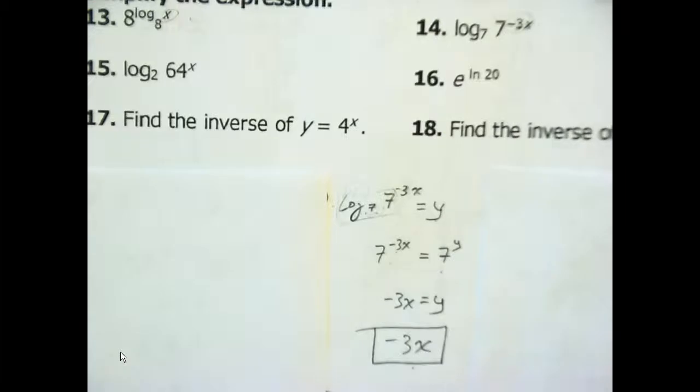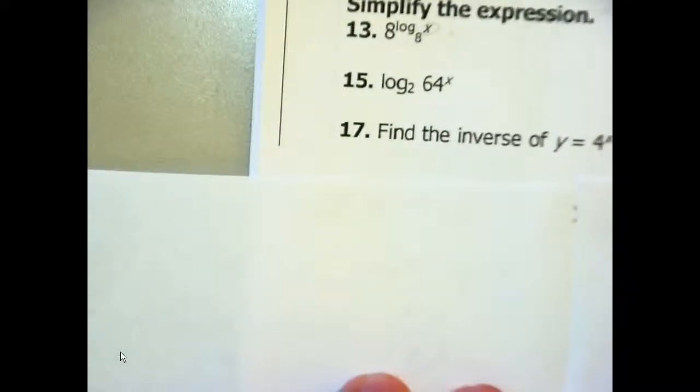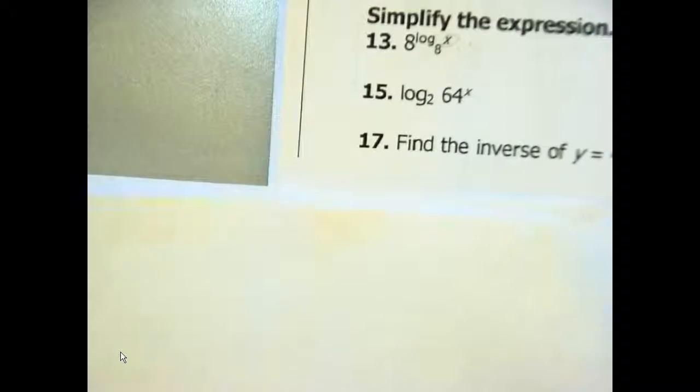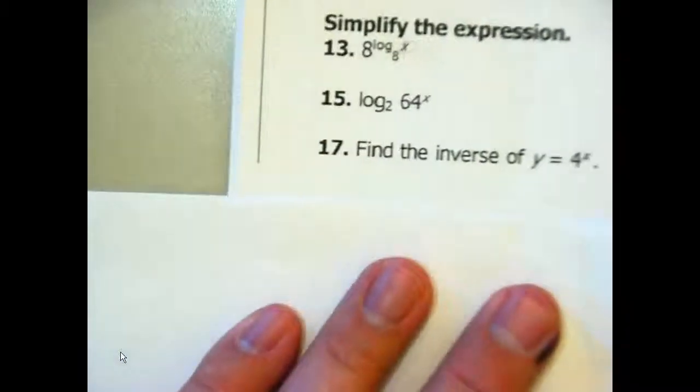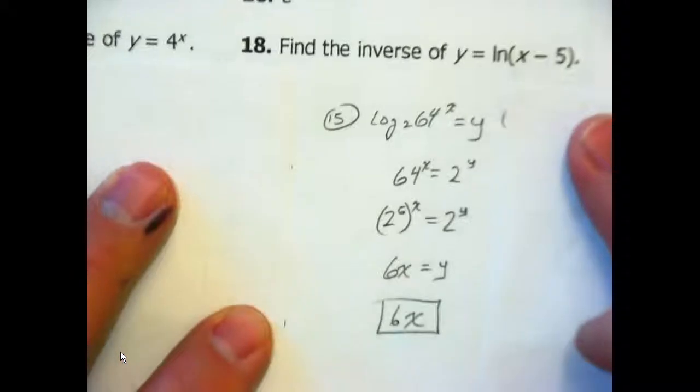Okay? Number 15. Tell your neighbor what you got. What did you get? I almost got what you got. I got 6x. The answer on number 15 is 6x.